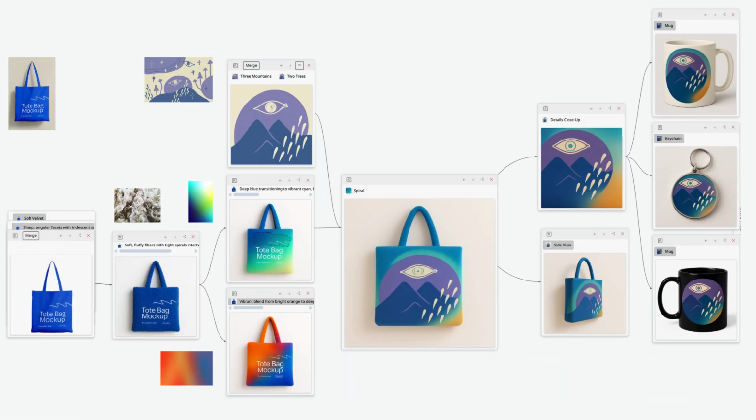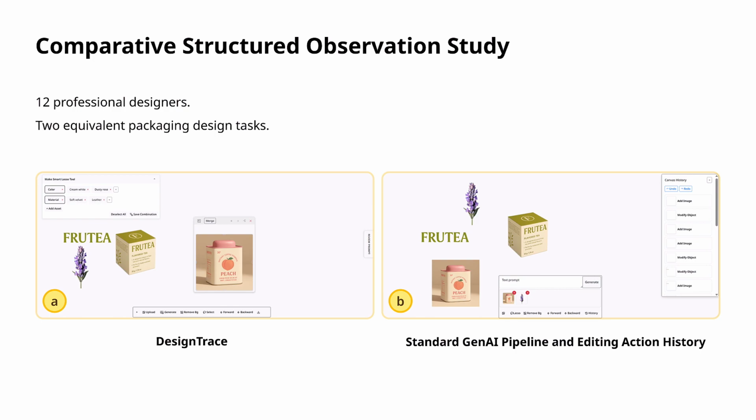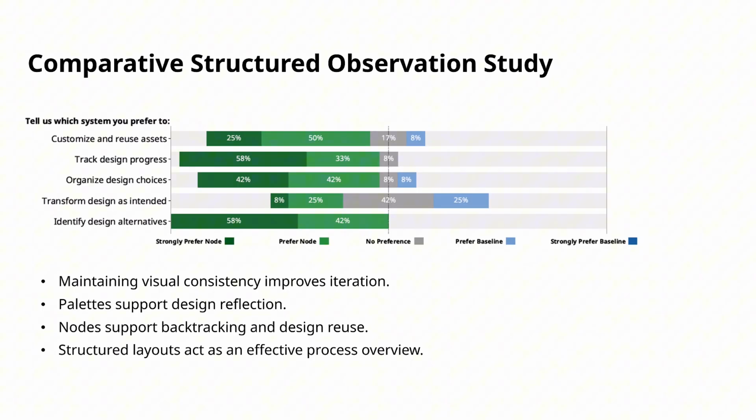We conducted a user study with 12 professional designers and let them try 2 system variants. One with DesignTrace, the other with a baseline system that has the same image generation capability but different interaction approaches. Results show that DesignTrace supports users to maintain visual consistency across iterations. Palette encourages users to reflect on their design, while nodes support backtracking and design reuse. The structured layouts act as an effective process overview.